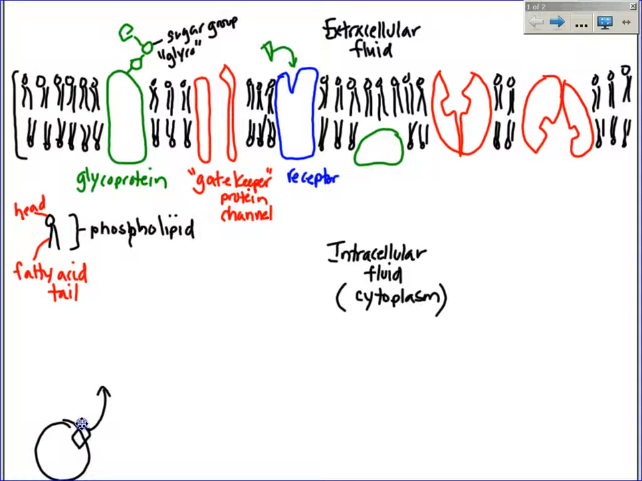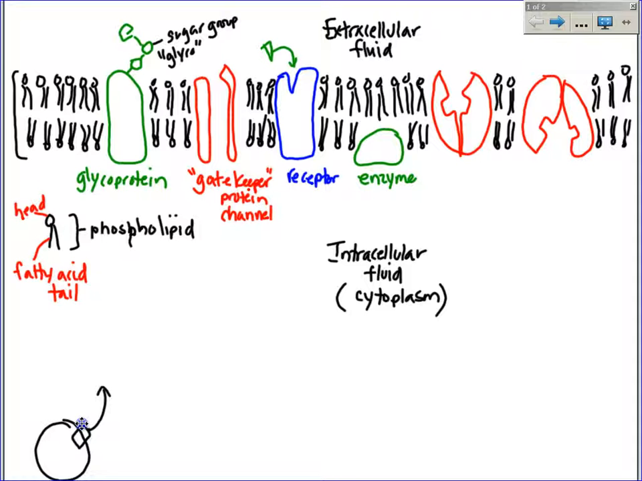The fourth one, again, I said it could go all the way across the membrane or it might be just stuck in a certain part. And sometimes they're even just floating around inside the cell. This is an enzyme. Enzymes are basically biological catalysts. Their job is to speed up reactions.